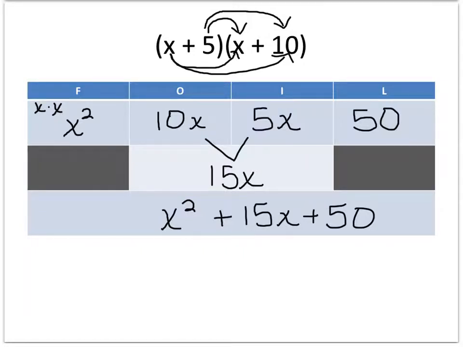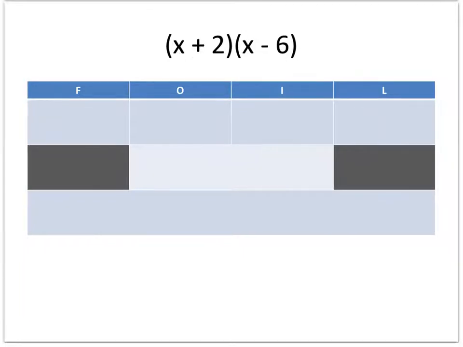Let's try another one. X plus 2 times x minus 6. The first terms, again, x times x gives you x squared. Your outer terms, x times a negative 6. Always remember to watch your signs. Gives you a negative 6x.